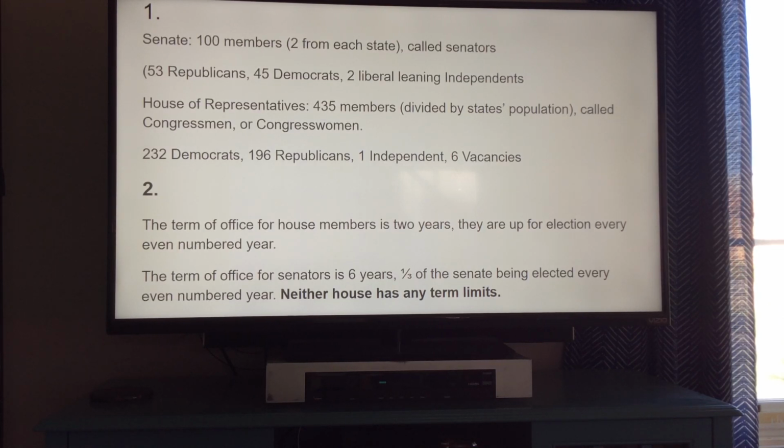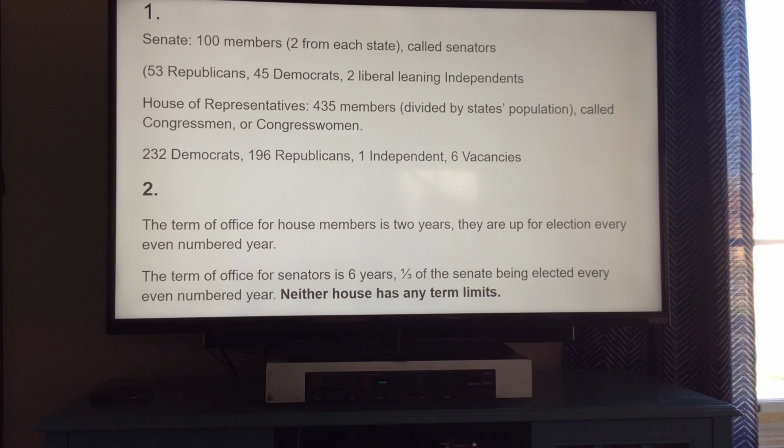The way that we do the Senate is that 1/3 of the Senate is elected every even-numbered year. So it's not like you go 6 years and then they're all up for election, right? It's staggered. 1/3 every 2 years. And no state will have both of its senators running for re-election in the same year. So 2 years ago, I'll get to that.